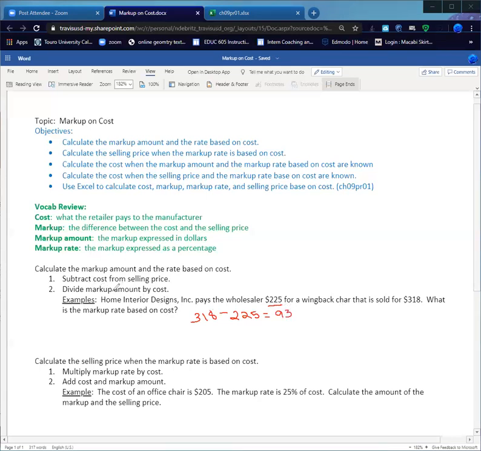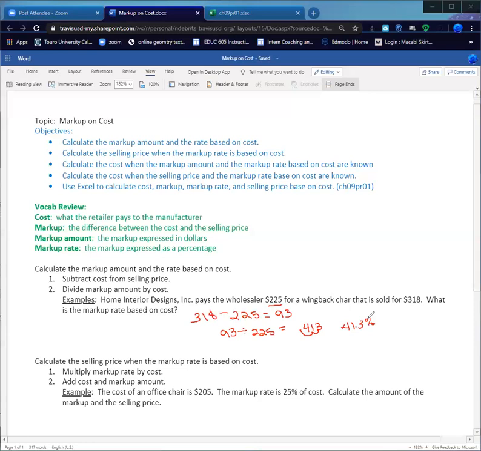Then I'm going to divide the markup amount by the cost. So I'm going to take the 93 and divide it by the cost, which is $225. That tells me that this item was marked up 41.3%. Now remember, the decimal this is going to give you is 0.413. To change it to a percent, you move the decimal 2 places to the right. That gives you 41.3%.